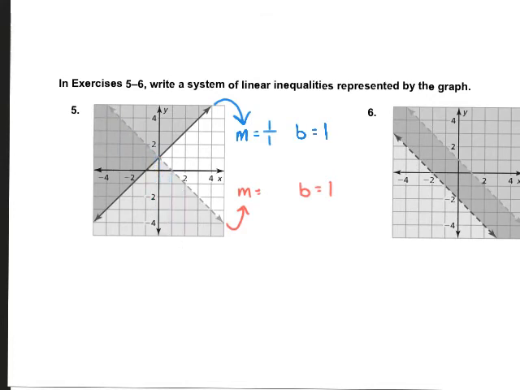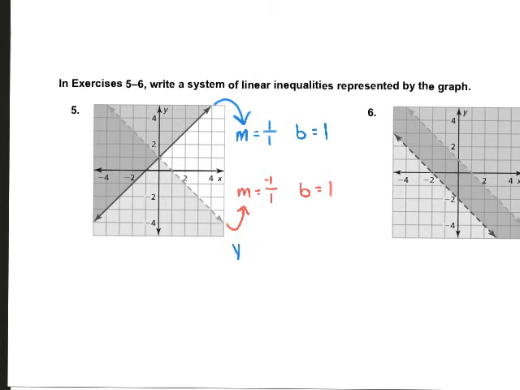So in fraction form, it would be -1 over +1. So basically, this slope is -1. All right, so let's go ahead and write our two inequalities. I'm going to write them as equations first, just to show you. This is probably the best way to do it.